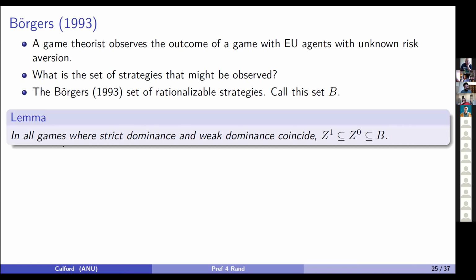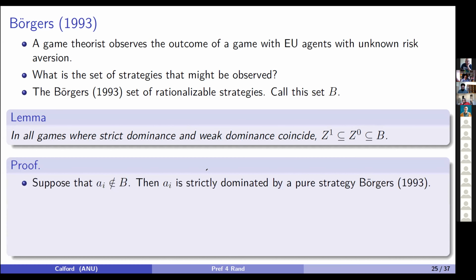It turns out that in all games where strict dominance and weak dominance coincide, this Borges set of rationalizable strategies is larger than my set of rationalizable strategies. What this implies is that unless I make some additional assumptions or have some additional knowledge about the risk preferences of my agents, I can't really say anything. I'll skip the proof.